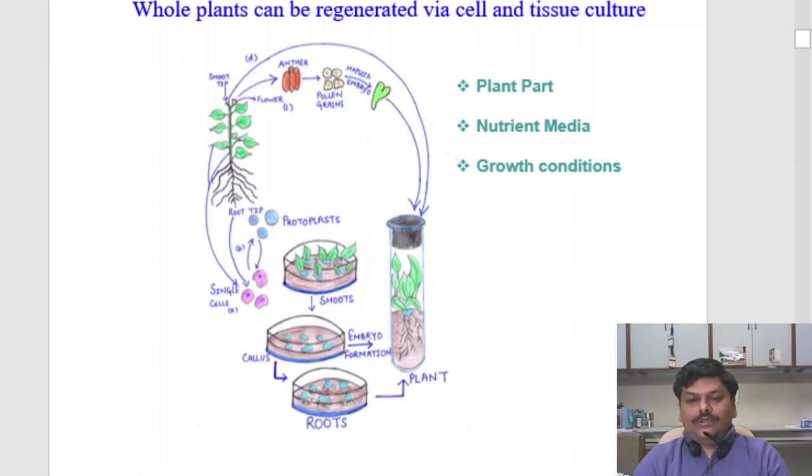Second one is which I used the term nutrient media. There can be many types of nutrient media. Like humans, plants also need nutrition, and I will be discussing in subsequent slides what we mean by nutrient media as well as growth conditions. So everything related to plant part, nutrient media, and growth conditions will be discussed in subsequent slides.